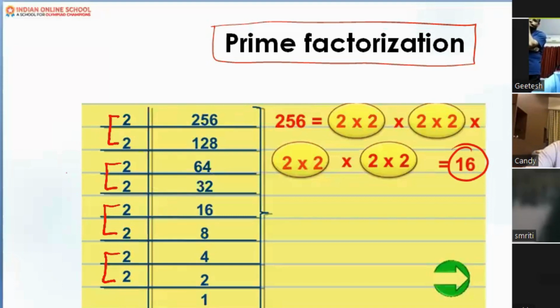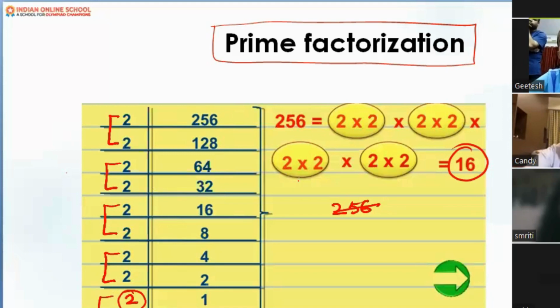Okay, what if there is an extra 2? Then that number is not going to be a perfect square. Suppose any number is there, and here we are getting an extra 2. Then whatever number is given to us is not a perfect square of any number. So for making that number a perfect square, we can multiply that number by an extra 2. Then we can make a pair and that number becomes a perfect square.